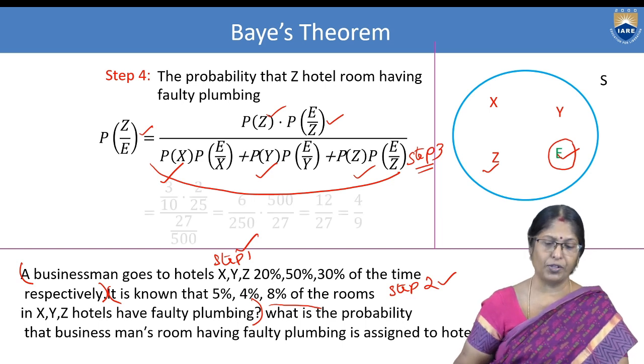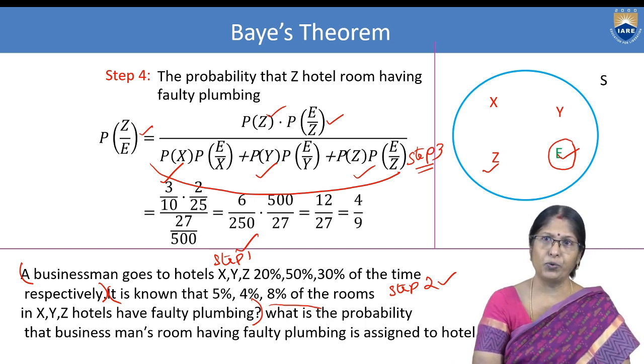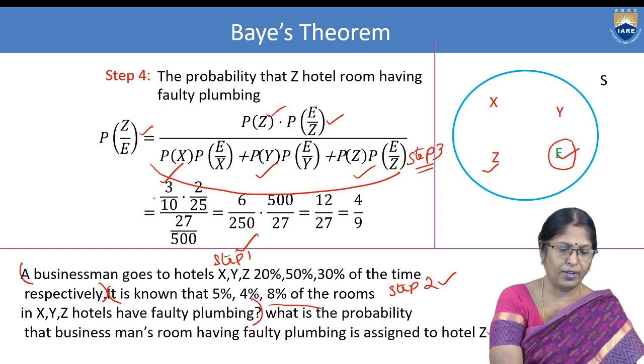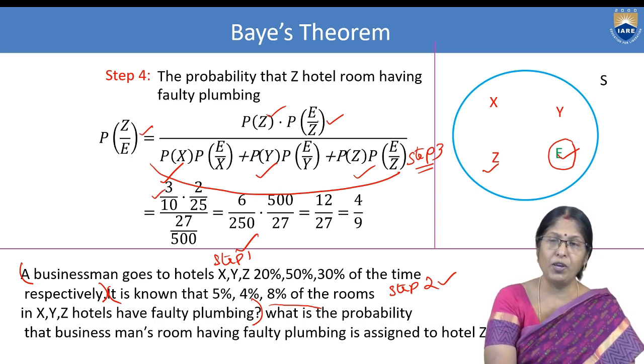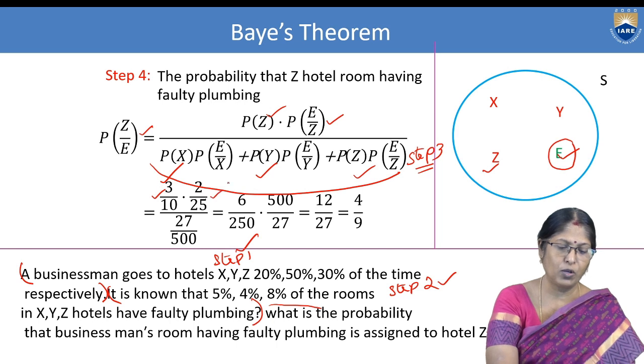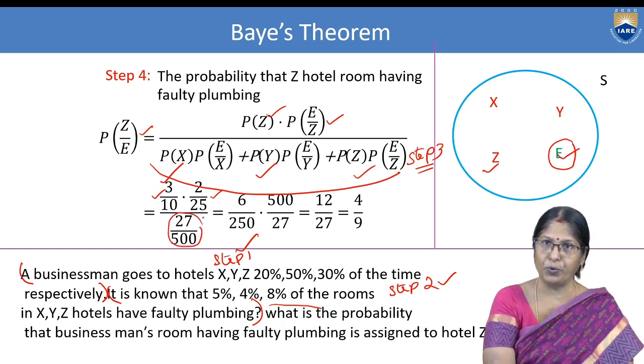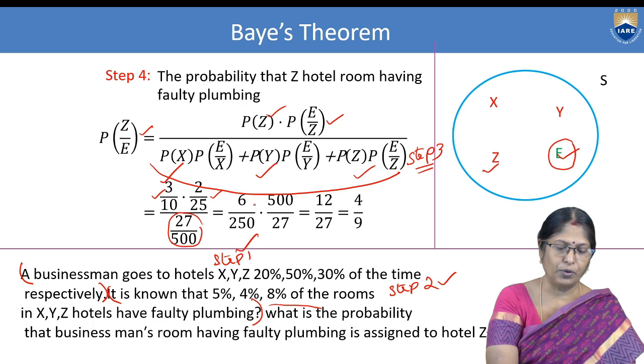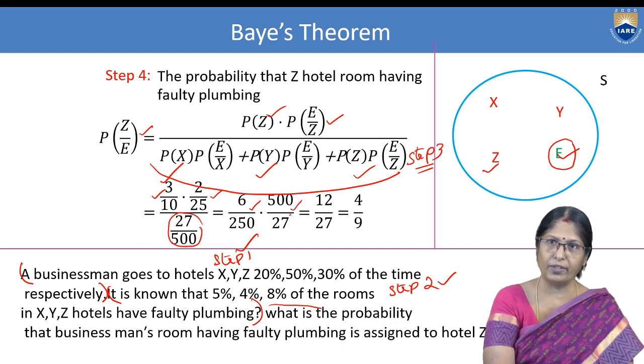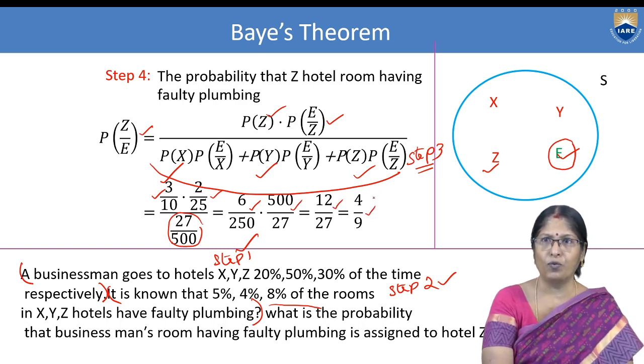Now we can finish off this one. We substitute all the values. P of Z is 3 by 10. P of E given Z is 2 by 25, divided by the value from step 3 that we already did. Substituting the values, 3 by 10 times 6 by 250 gives 27 by 500. Taking the reciprocal, 500 by 27. Then 12 by 27, in lowest form, is 4 by 9.